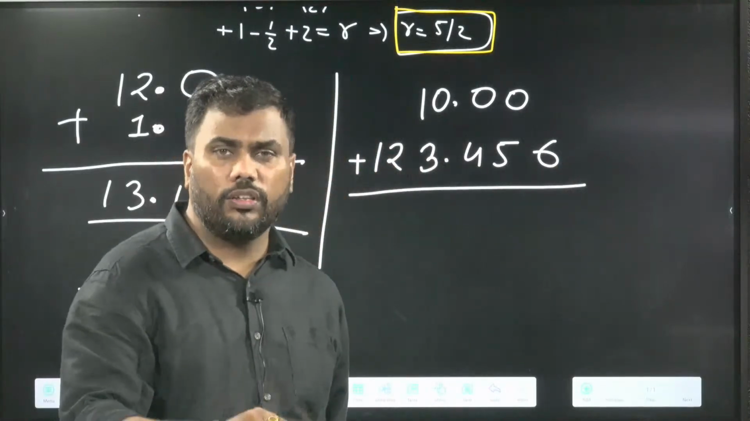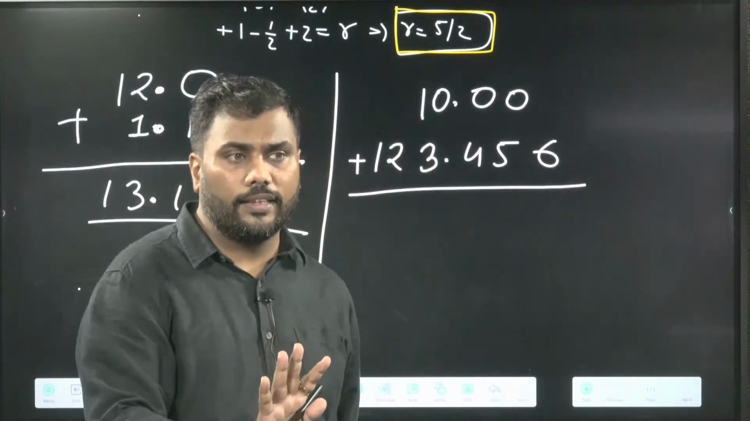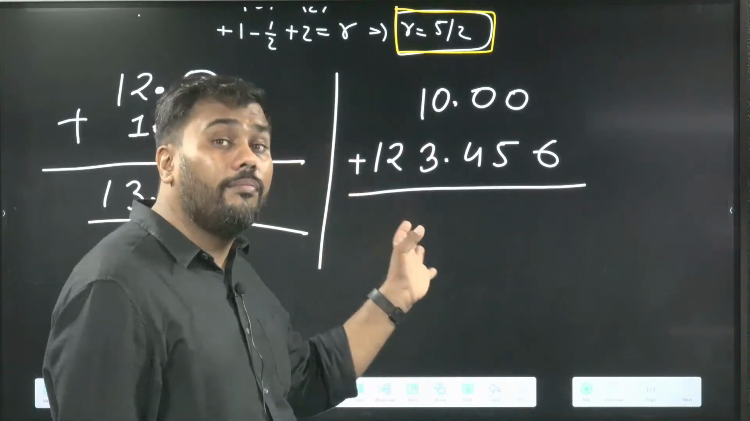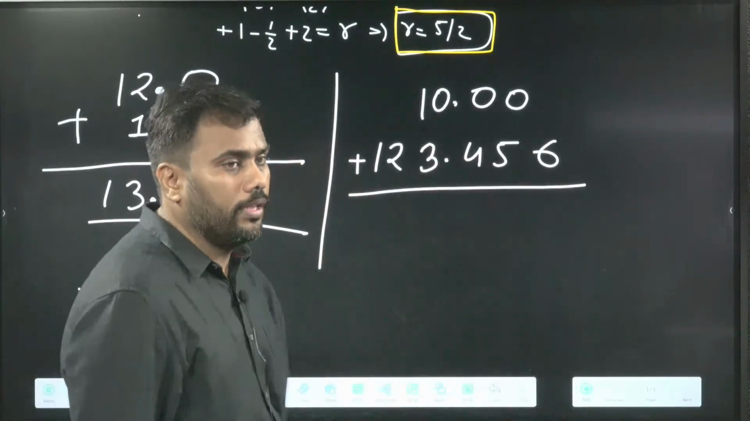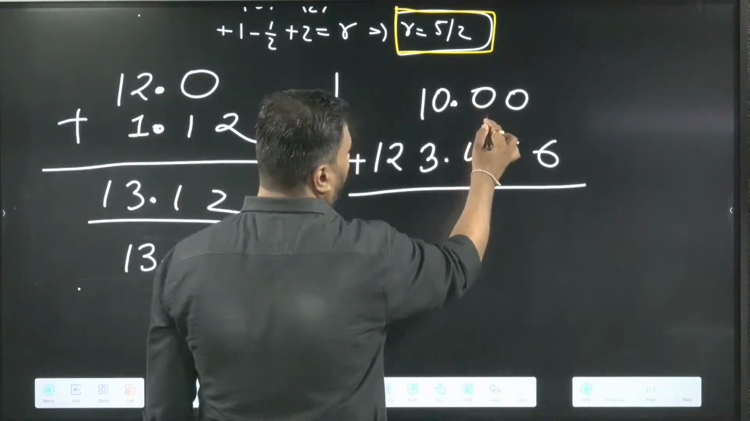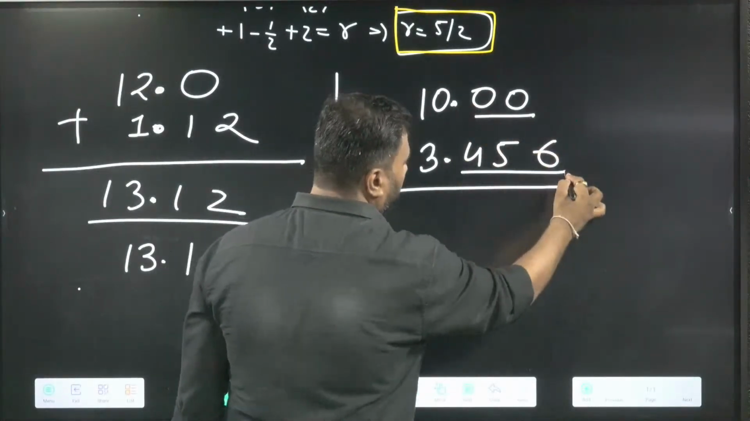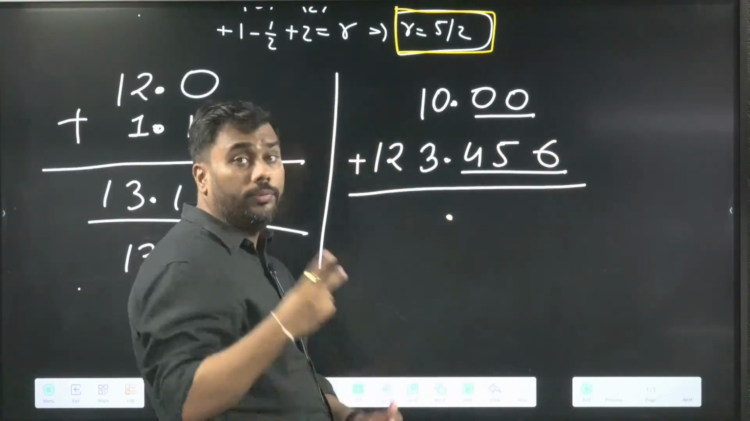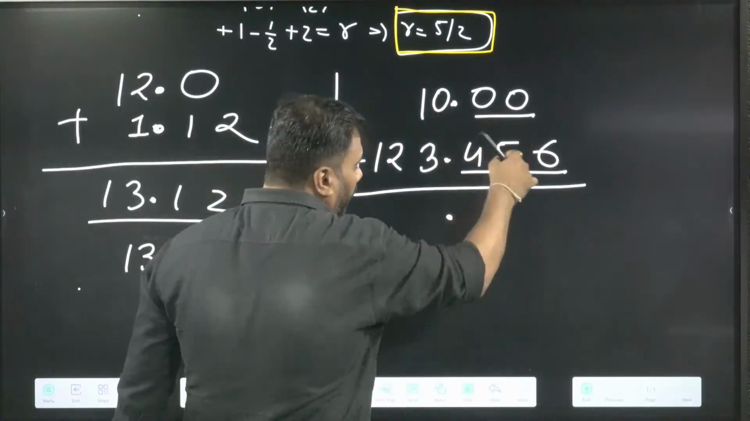So the answer will not contain 4. It is not a rule like that. We will see the number of digits after the decimal. After the decimal, there are 2 digits here and 3 digits here. So after the decimal, there should only be 2. See the digits after the decimal.